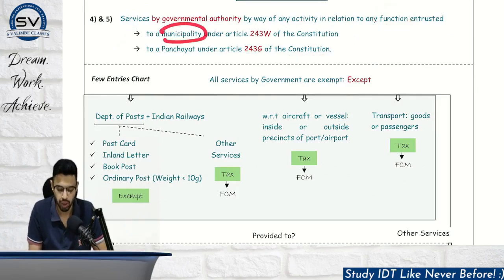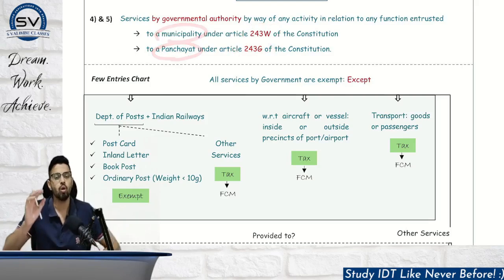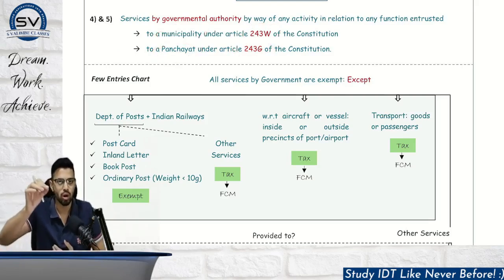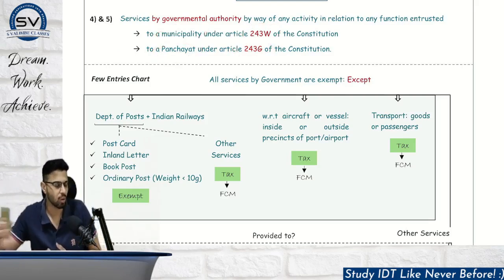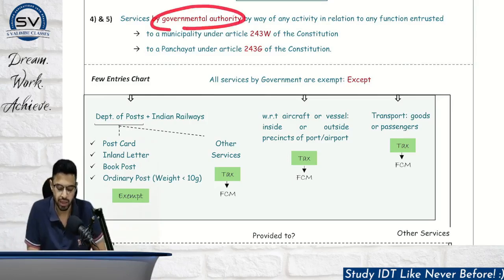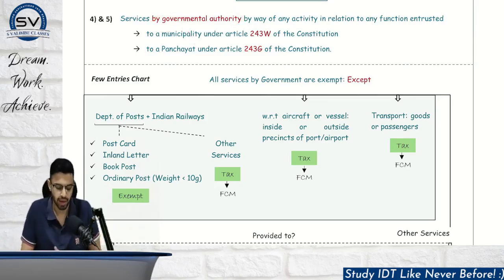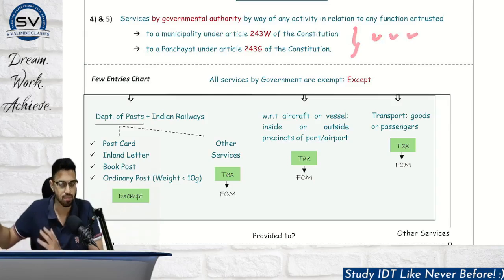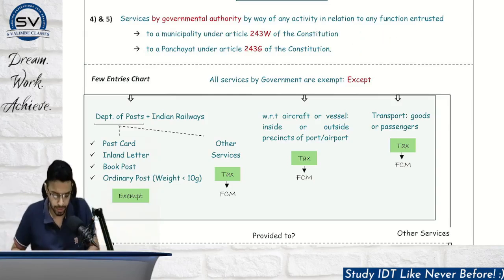Even if you're not able to remember this exactly, like 243W is municipality, then you can try to quote the articles or you can try to quote this. Don't quote wrongly. I mean, don't match it wrongly. It will create a problem, right? So governmental authority services are exempt, and that is entry number 4 and entry number 5, municipality and panchayat. So all these services with respect to sanitation, health, local cleanliness, parks maintenance, all those are exempt.